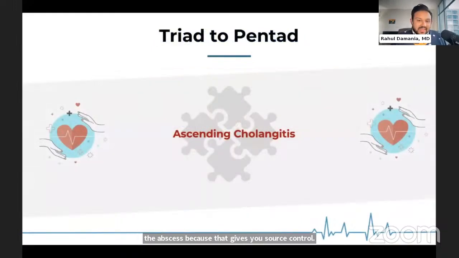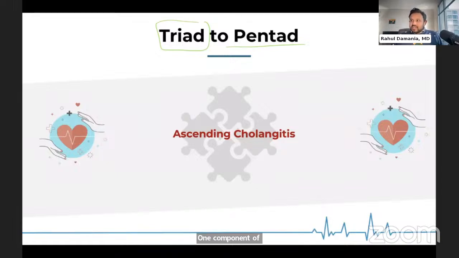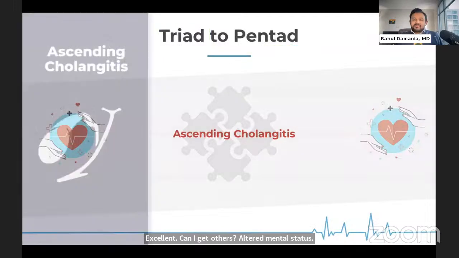So ascending cholangitis, this is one where you go from triad to pentad, which is 5 things. Can you name one portion of the pentad of ascending cholangitis? Go ahead and type this into the chat. One component of the pentad of ascending cholangitis. So I'm seeing hypotension. Excellent. Can I get others? Altered mental status. Wonderful. Shock state. Excellent. Very nice.